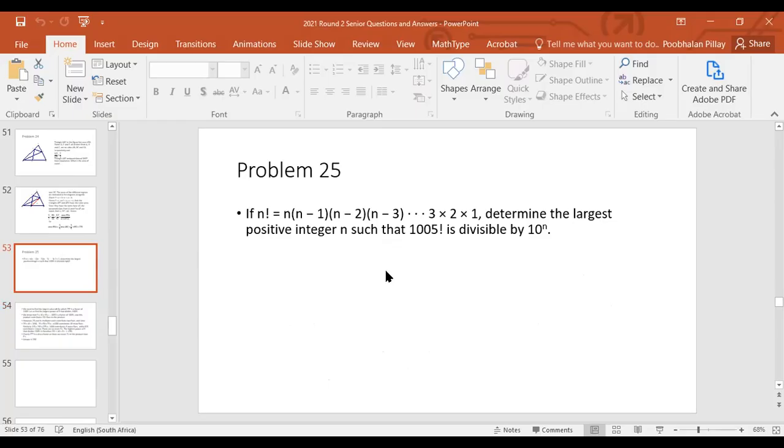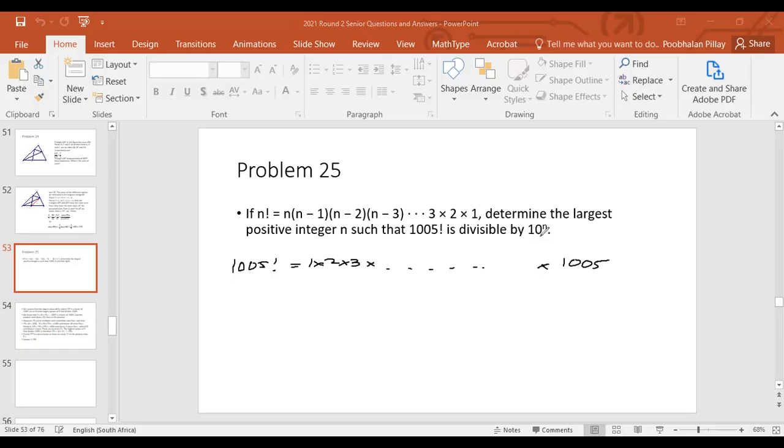Okay, problem 25. You've got a factorial here, and you have to determine the largest positive integer n such that 10 to the power of n is a factor of 1005 factorial. All right, so you've got 1005 factorial, which is 1 times 2 times 3, all the way up to 1000 times 1005. What is the question?